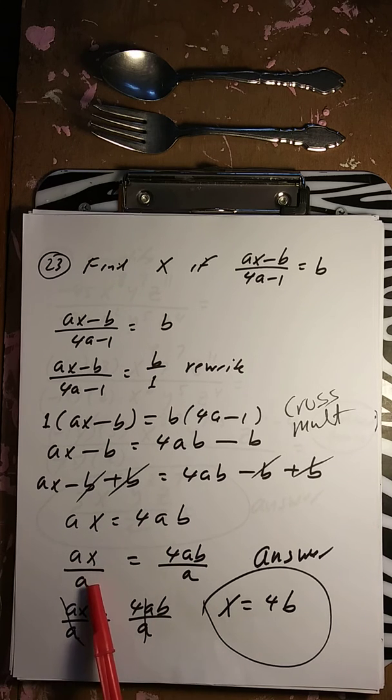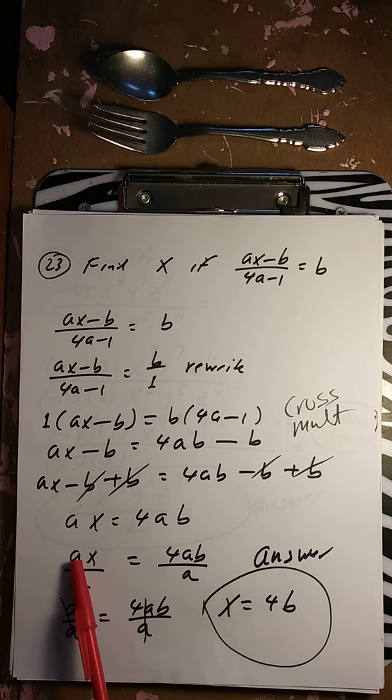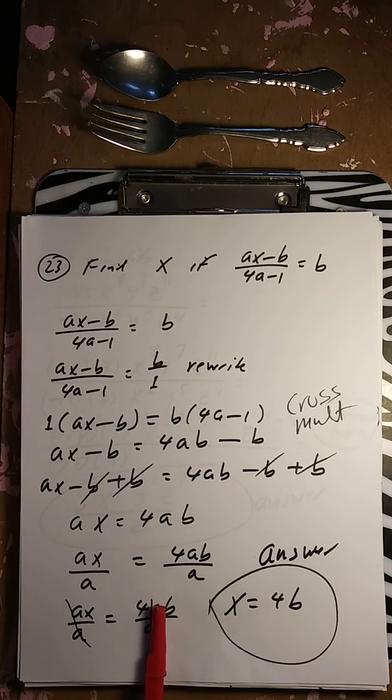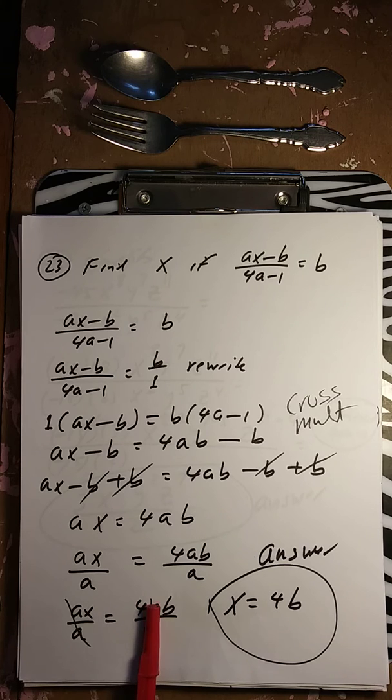So ax equals 4ab. Divide this one by a, and divide this one by a. What's going to happen? These a's are going to go away. Left over with the x. And these a's are going to go away. What's going to be left over? 4b. So we're going to have x equals what? 4b.